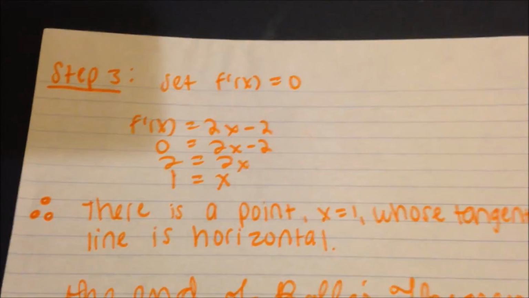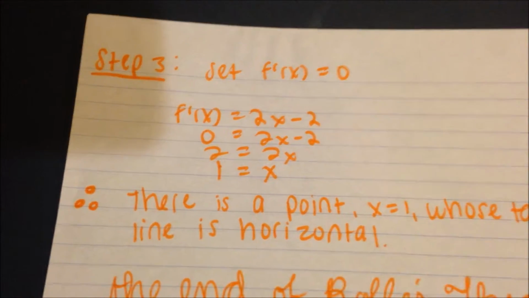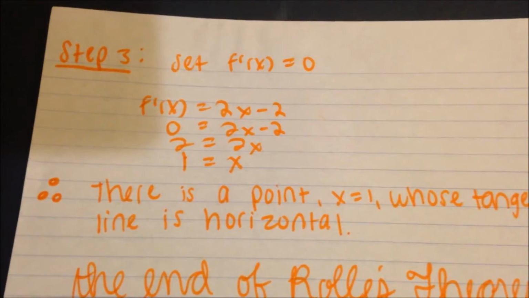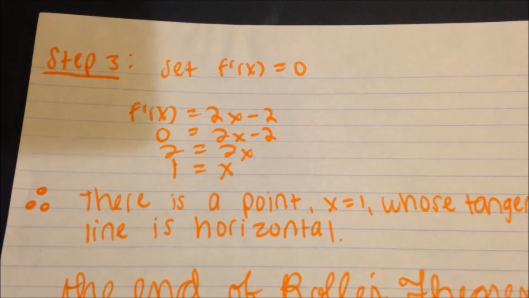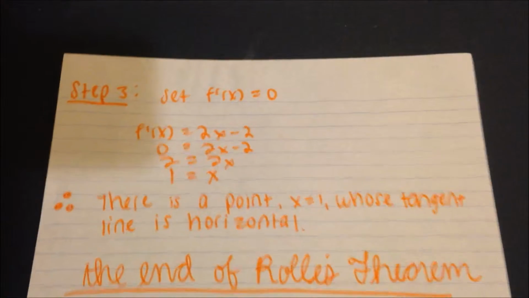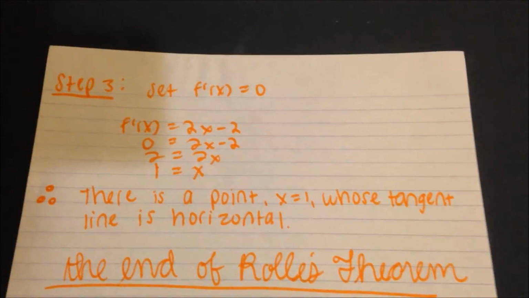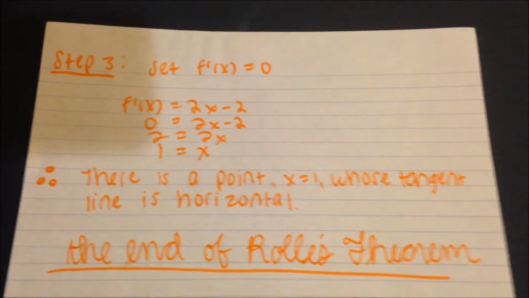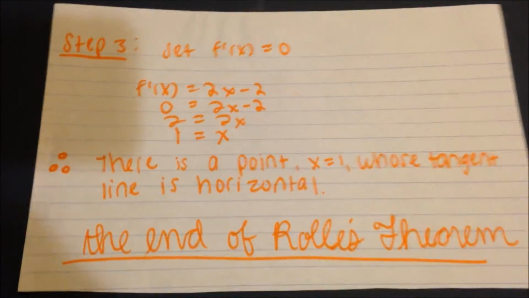Now for step 3. We set the derivative equal to 0. f prime of x equals 2x minus 2, so 0 equals 2x minus 2. Then add the 2: 2 equals 2x, and then 1 equals x. So therefore, there is a point, x equals 1, whose tangent line is horizontal. And that is Rolle's theorem. I hope you enjoyed learning it.